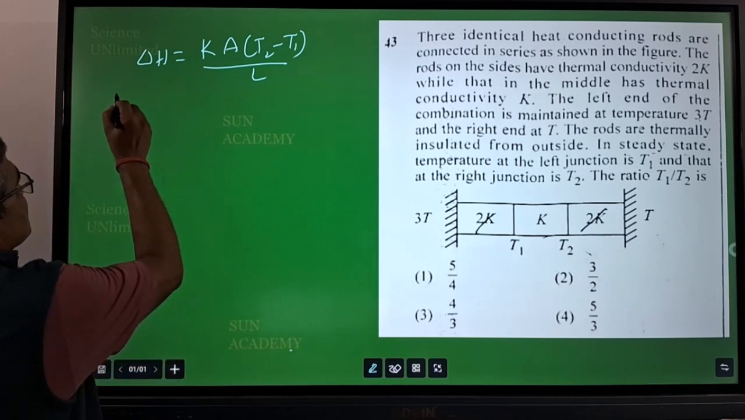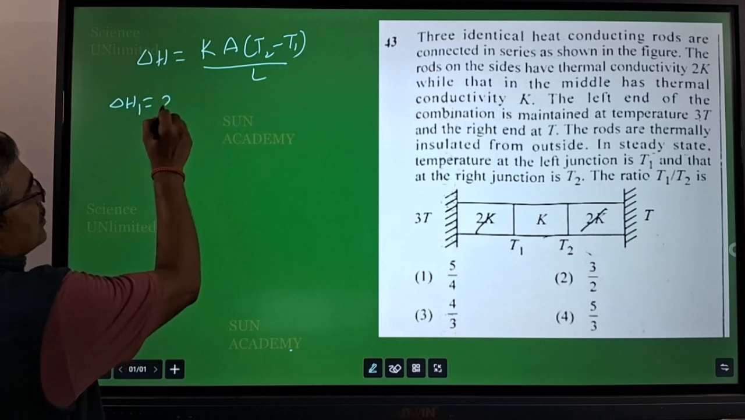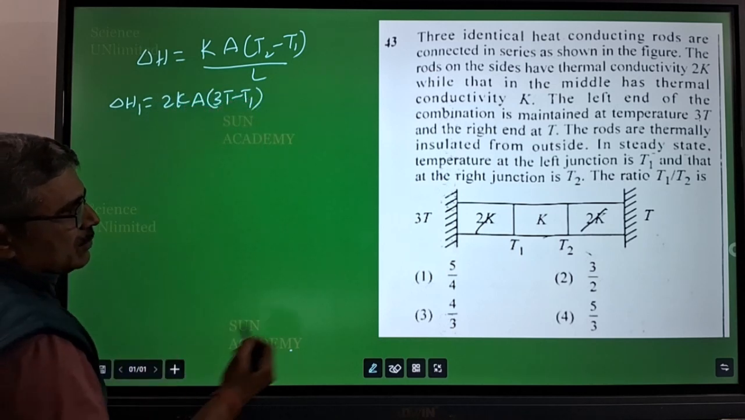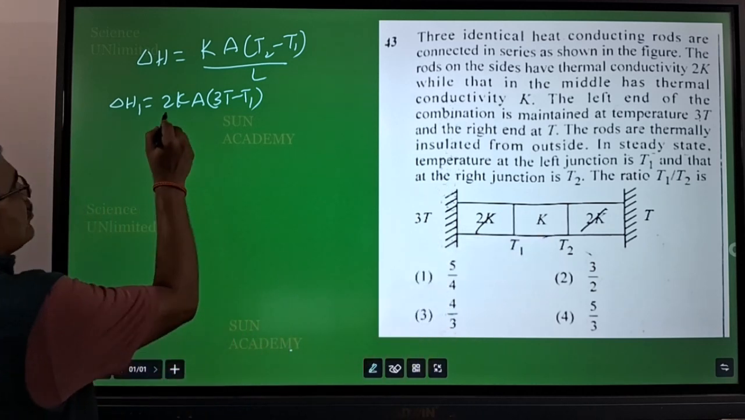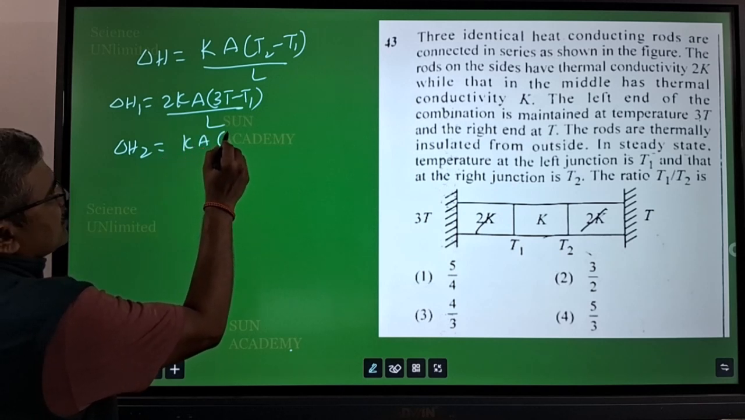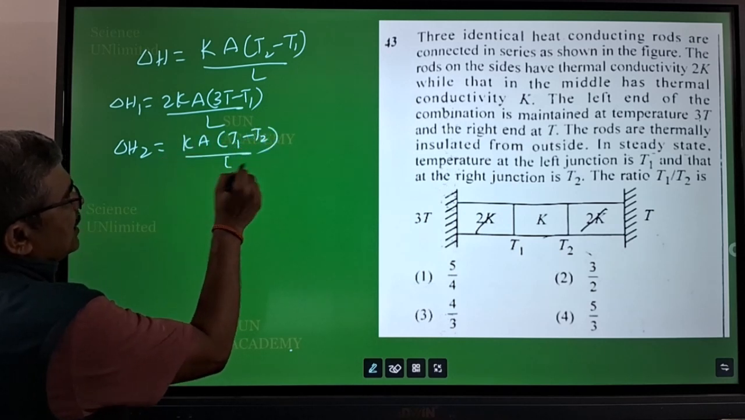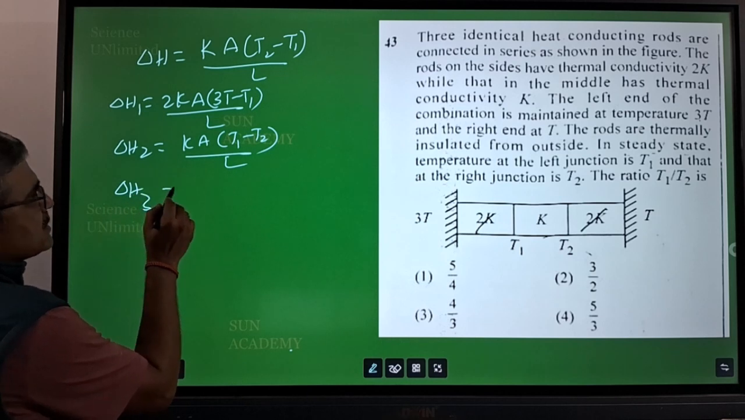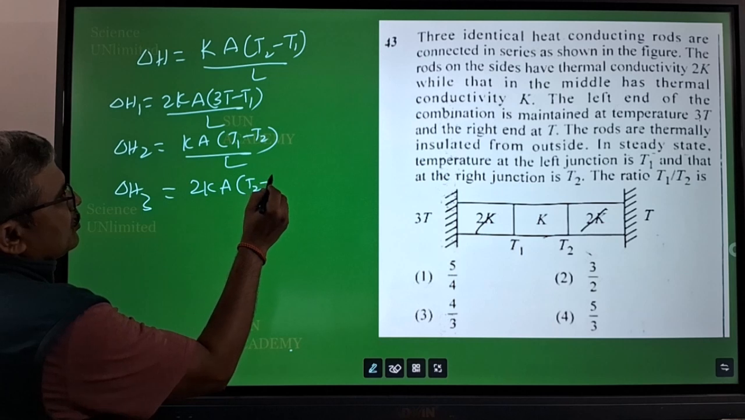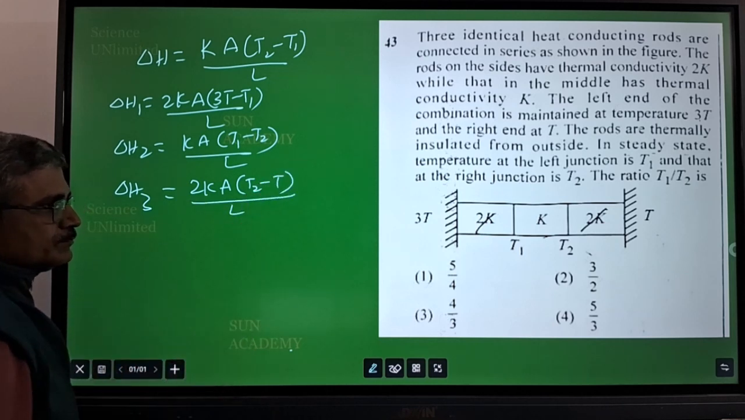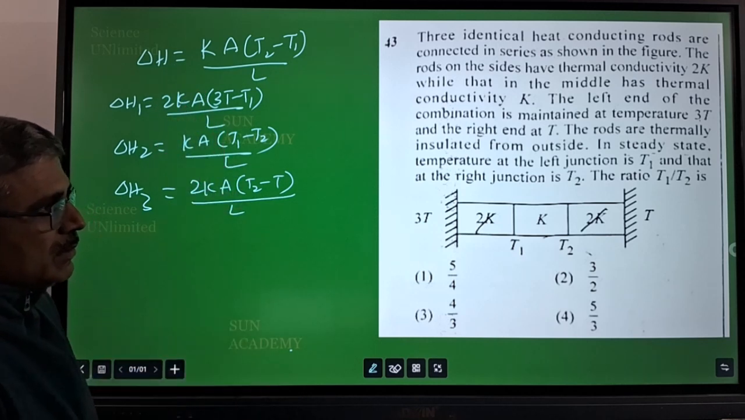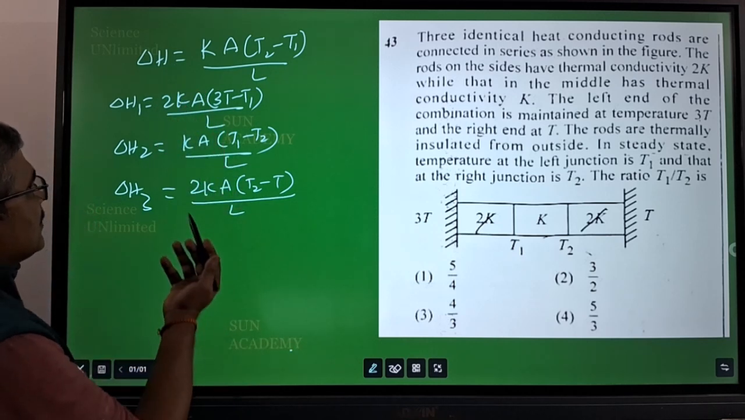So for the first rod, delta H1 is equal to 2K times A times (3T minus T1) divided by L, because T1 is given here. Delta H2 is equal to K times A times (T1 minus T2) by L, and delta H3 is equal to 2K times A times (T2 minus T) divided by L. At steady state, the heat transferred will be the same in all three rods, so we can equate them.